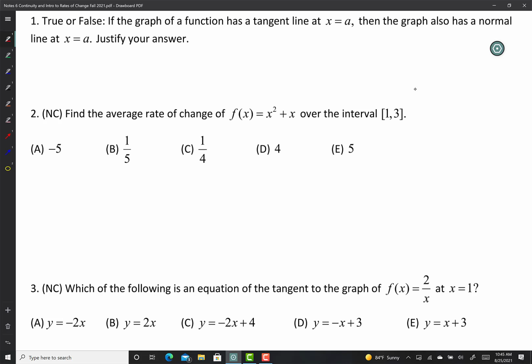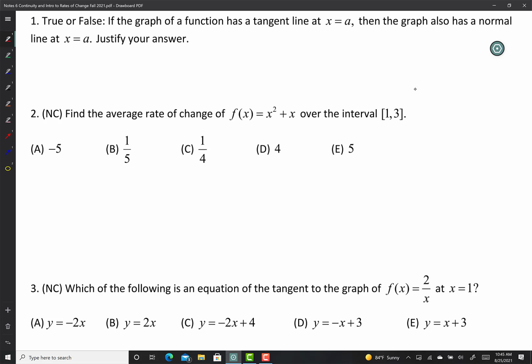No, x equals a is just a coordinate. At x equals 5, I have a tangent. We're not asking about that. It's not asking if it's the same. It's saying that every tangent has a normal at x equals a. At some x value, if I have a function, you have a tangent. That makes sense, guys?